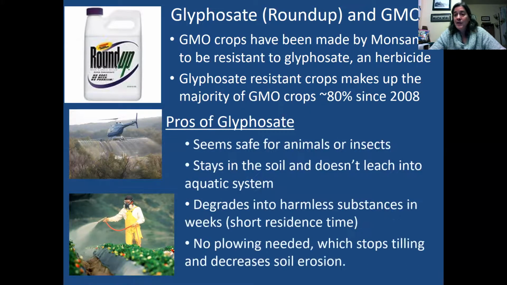So what are the pros? Glyphosate has been tested and it seems to be safe for animals and insects, though there's some dispute over that. It stays in the soil and doesn't leach into nearby aquatic systems, which is good. It degrades into harmless substances in just weeks, so that would be a short residence time in the soil itself. So it's not going to build up or biomagnify. And then you can spray it right on. You don't need to plow it in or anything like that, which is not going to cause the soil to erode.